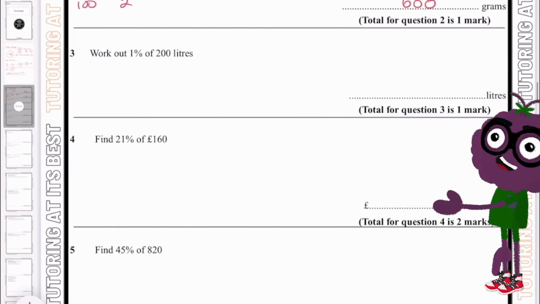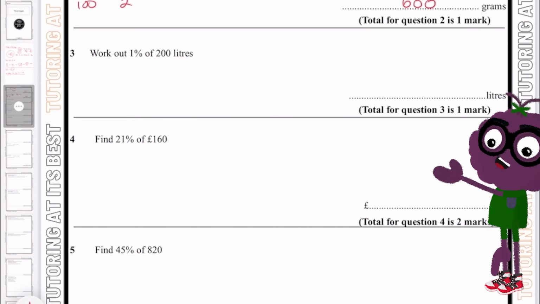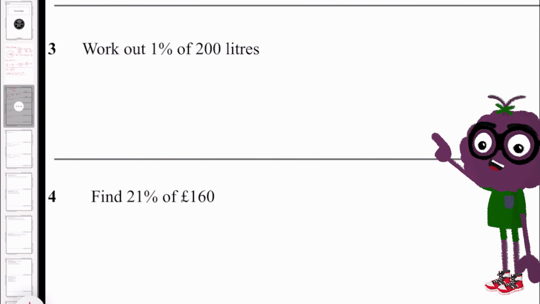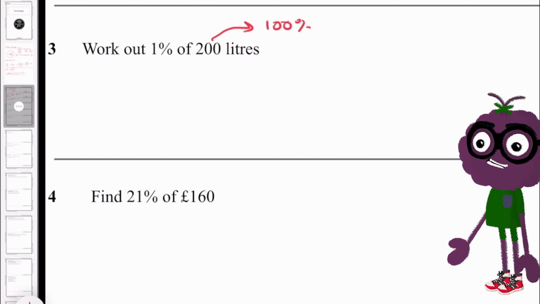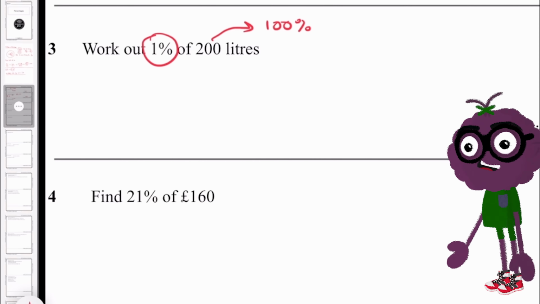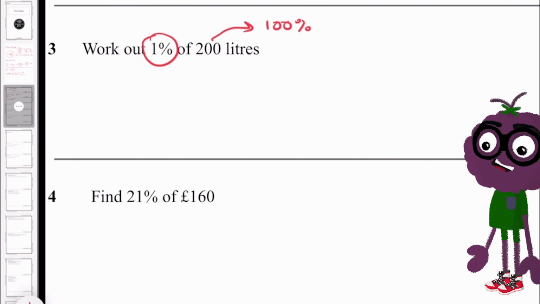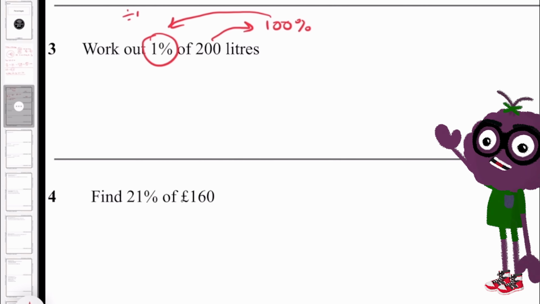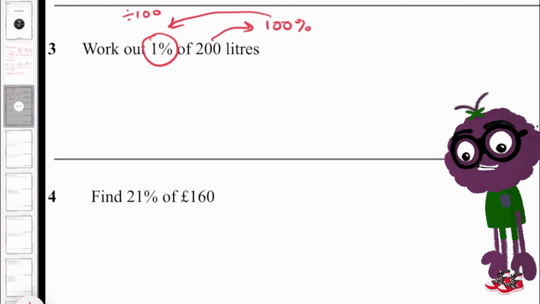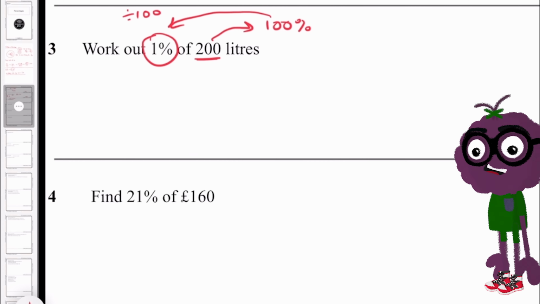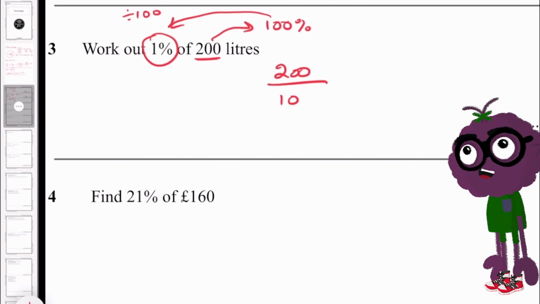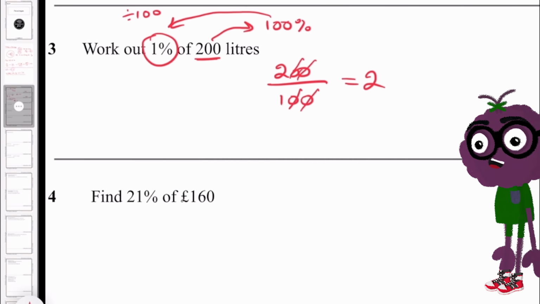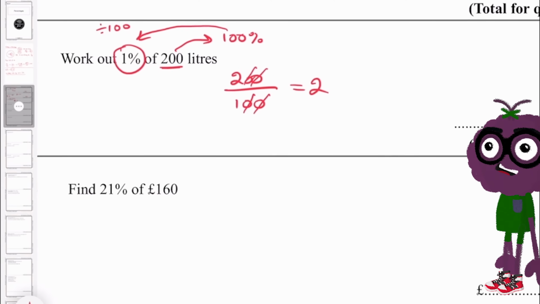And then moving on to working out 1% of 200 litres. Once again, we have 200 litres, which is equivalent to 100%, and we need to calculate 1%. So how do I get from 100% to 1%? Well, we know again, we divide by 100. So that means I need to do the same thing for my 200. So if I have 200 divided by 100, that gives me 2. I can just cross out 2 zeros, and 2 divided by 1 is 2.